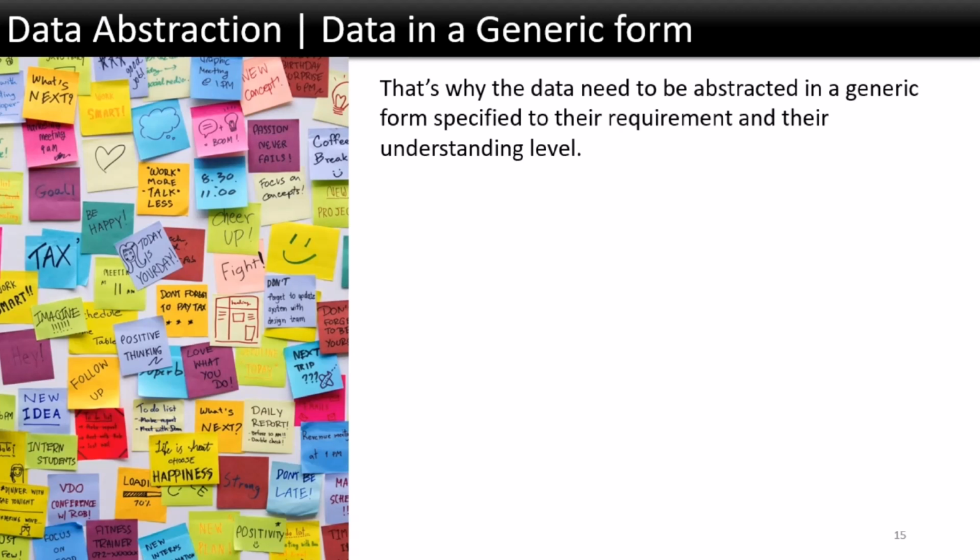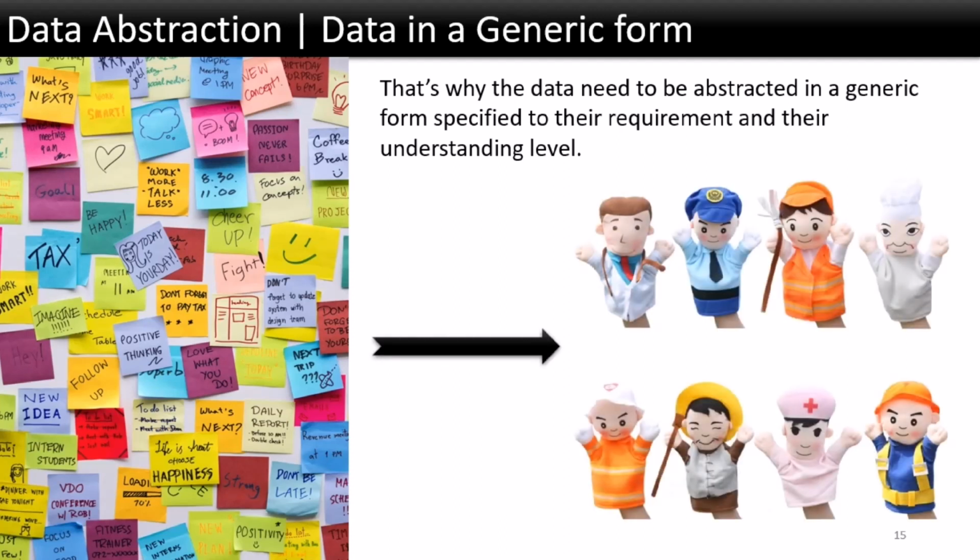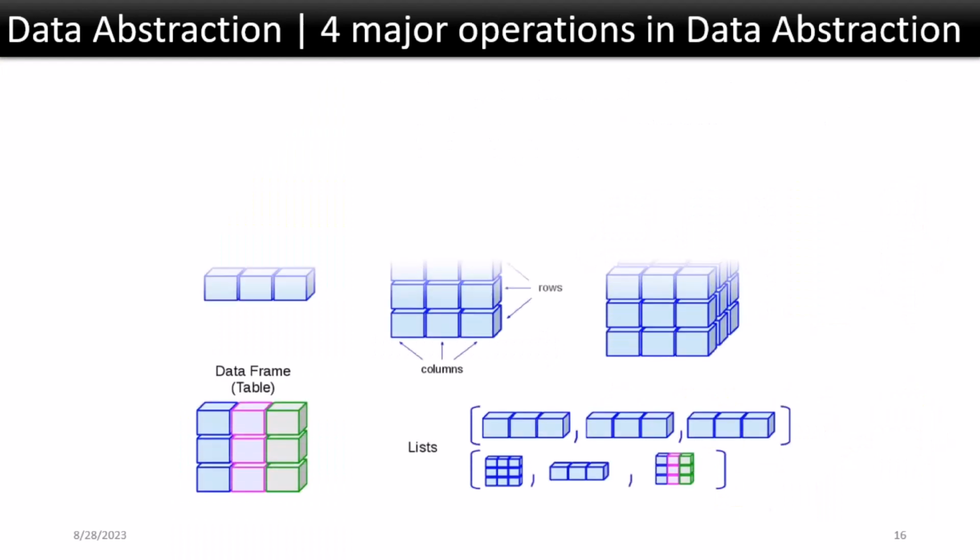All those unorganized or collected data which are represented in a specific form should be converted for the people who are going to use it. He can be a doctor or a policeman or some sweeper or chef, nurse or some contractor or common people. Anyone can be. Four major operations involved in data abstraction.